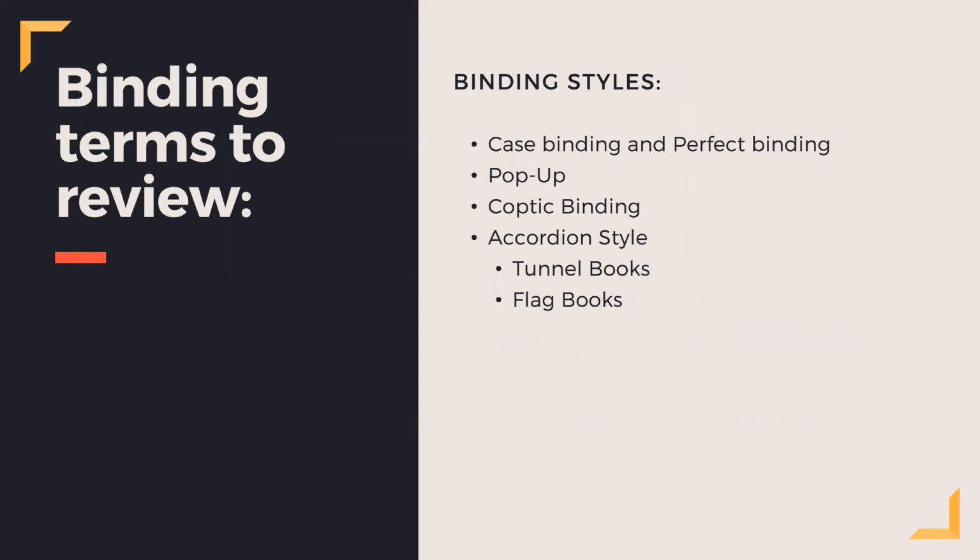Binding terms to review. There are many binding styles, but I'm going to cover just a few today. We will review the terms for library books that we all see day to day so that we can distinguish between the traditional book and specially bound items. The three other types of books I want us to take a look at are pop-up, Coptic Binding, and accordion style books. Also under accordion style, we'll cover tunnel books and flag books.